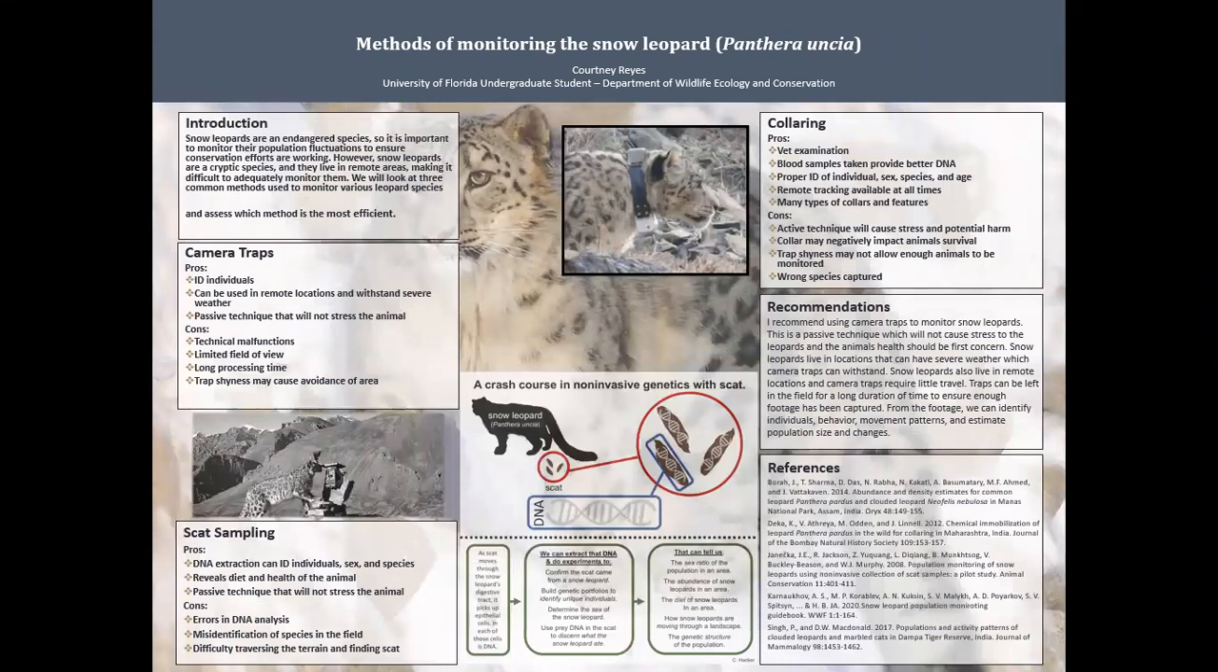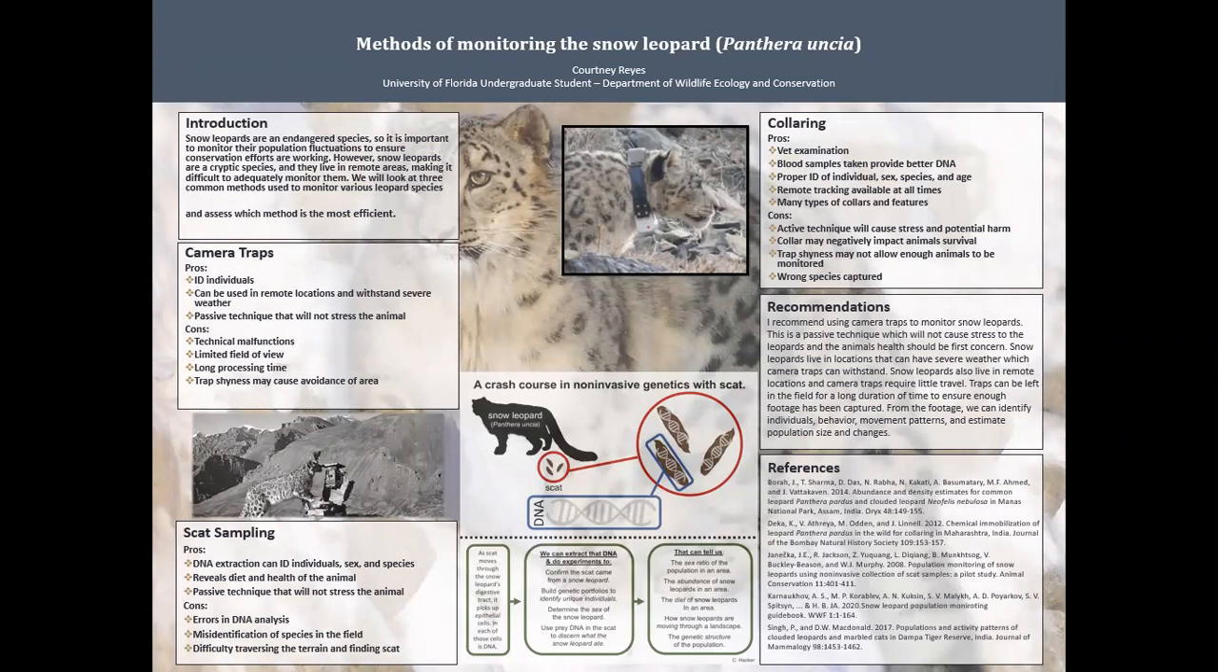To start, we'll look at camera traps. Some pros are that we can identify individuals based on their markings from the footage. These can be used in remote locations and withstand severe weather. And this is a passive technique, so it won't stress or harm the animal.